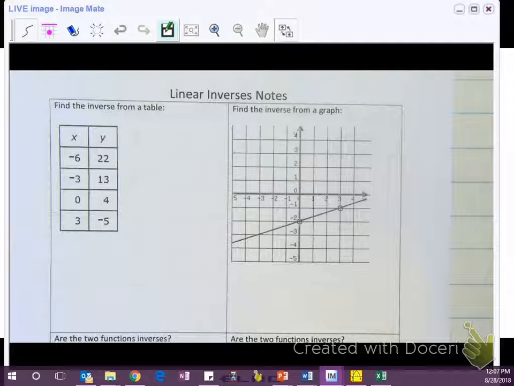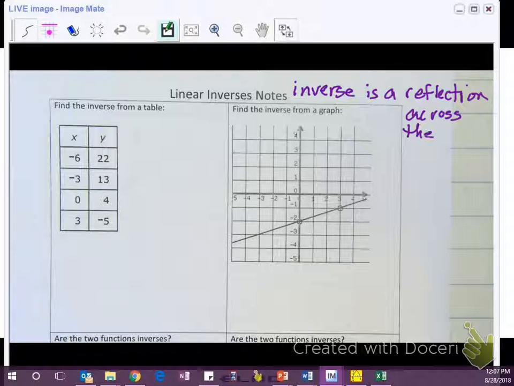Do you remember when you're given a table how to find the inverse of a function? An inverse of a function is a reflection across the line y equals x.